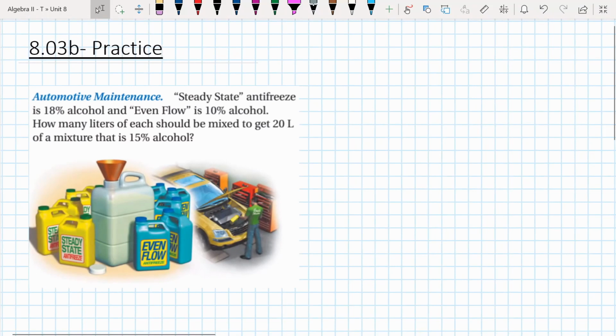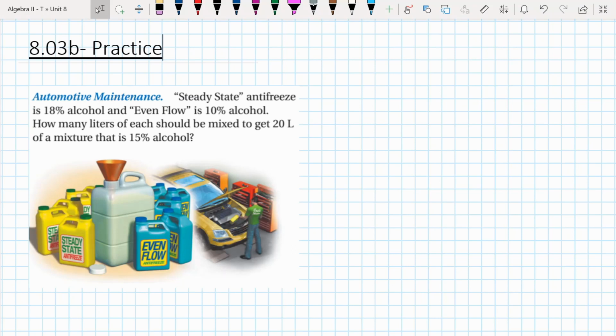Okay, let's say we have two types of antifreeze mixtures. One is called steady state, and it has 18% alcohol. The other one is called even flow, which has 10% alcohol. How many liters of each should be mixed to get 20 liters of mixture that is 15% alcohol? So this is a pretty common question you're going to see. They like to ask these types of questions on the SAT.